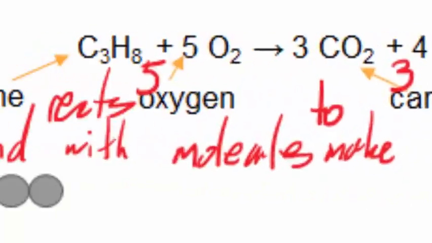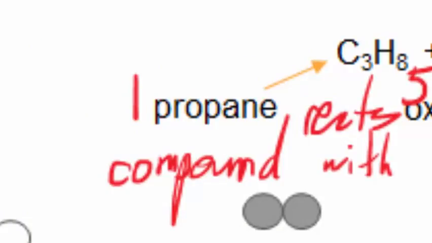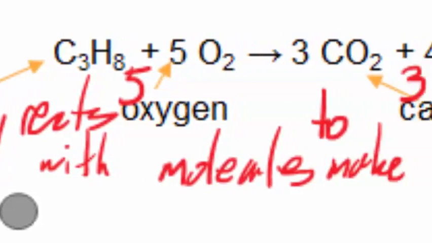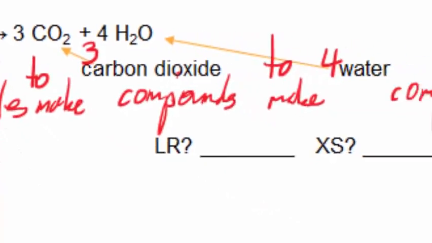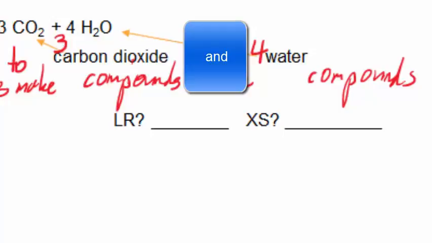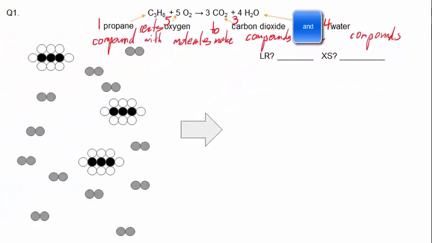Now the reason you can call propane a compound is because the atoms are different from each other. The reason why you can call oxygen a molecule is because the atoms are the same. You can call carbon dioxide a compound because the atoms are different from each other. And you can call water a compound because the atoms are different from each other. Again, these definitions aren't perfect, but they're good for right now.